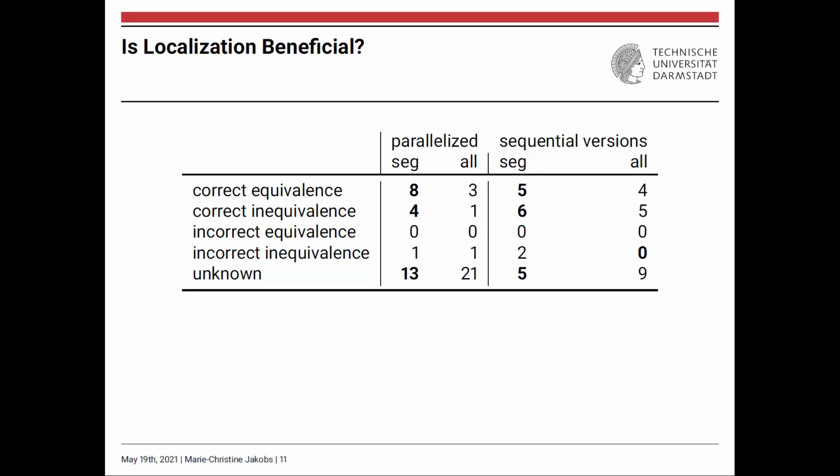equivalences and inequivalences. Looking at the third row, we again see that we have 0 entries, which is nice because no matter how we chose our code segments, we did not report an incorrect equivalence, so we still seem to be sound. Finally, let's get to the last 2 rows, and we see that the seg, so the localized configuration, reports lower numbers, which is better for unknown, because this just means we more often give an answer.